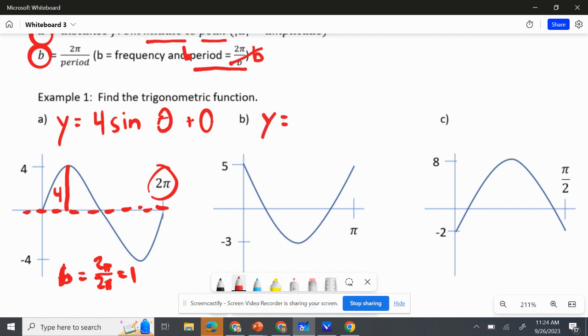So when we're looking at the next one, I have to decide if this is sine or cosine, and I know that it's cosine because it's starting at the top. So it's my cosine equation. I'm going to look for the midline. This is a little bit difficult. I have 5, I have negative 3.